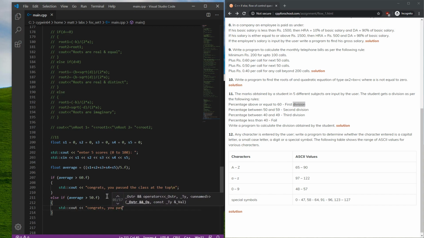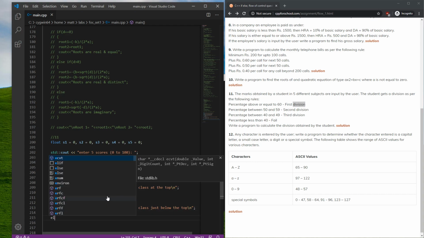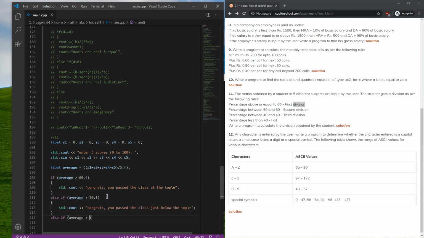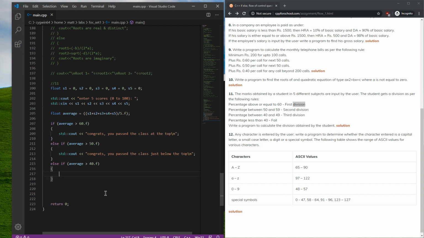congrats, you passed the class, or whatever it is, just below the top. I don't know, something like that. Sure, they're second place, basically. Else if their average is greater than, it looks like 40% here, they still passed, but now they're in third division.